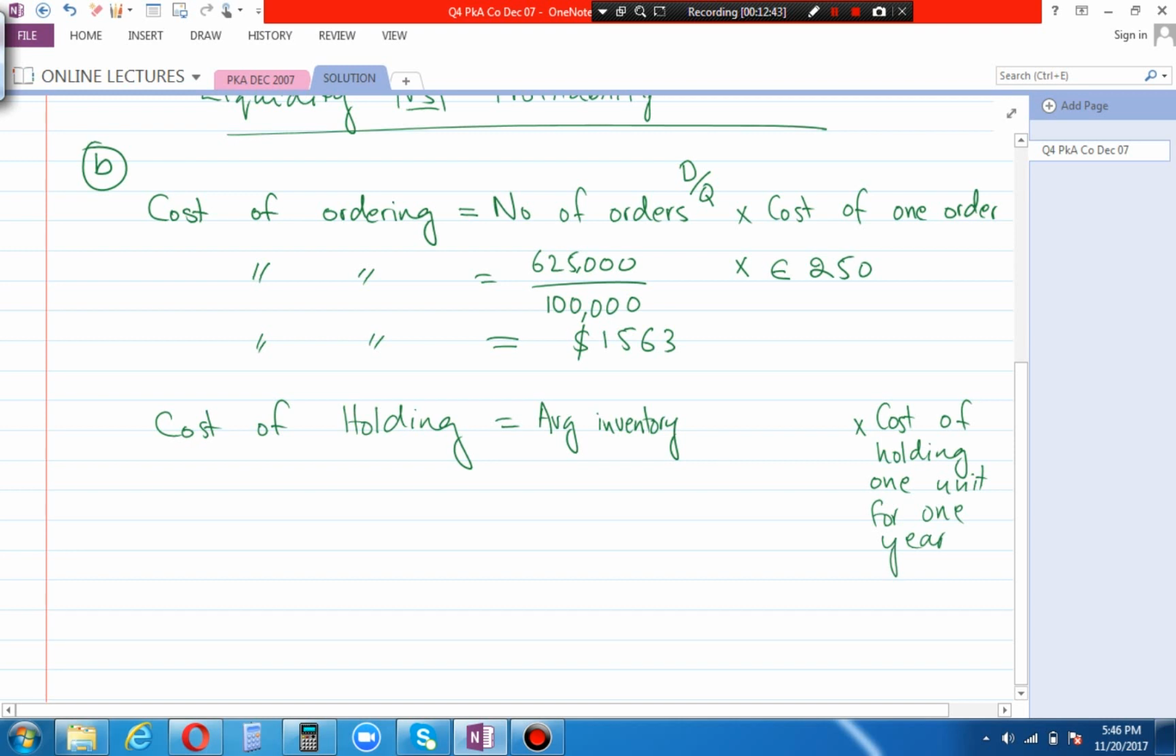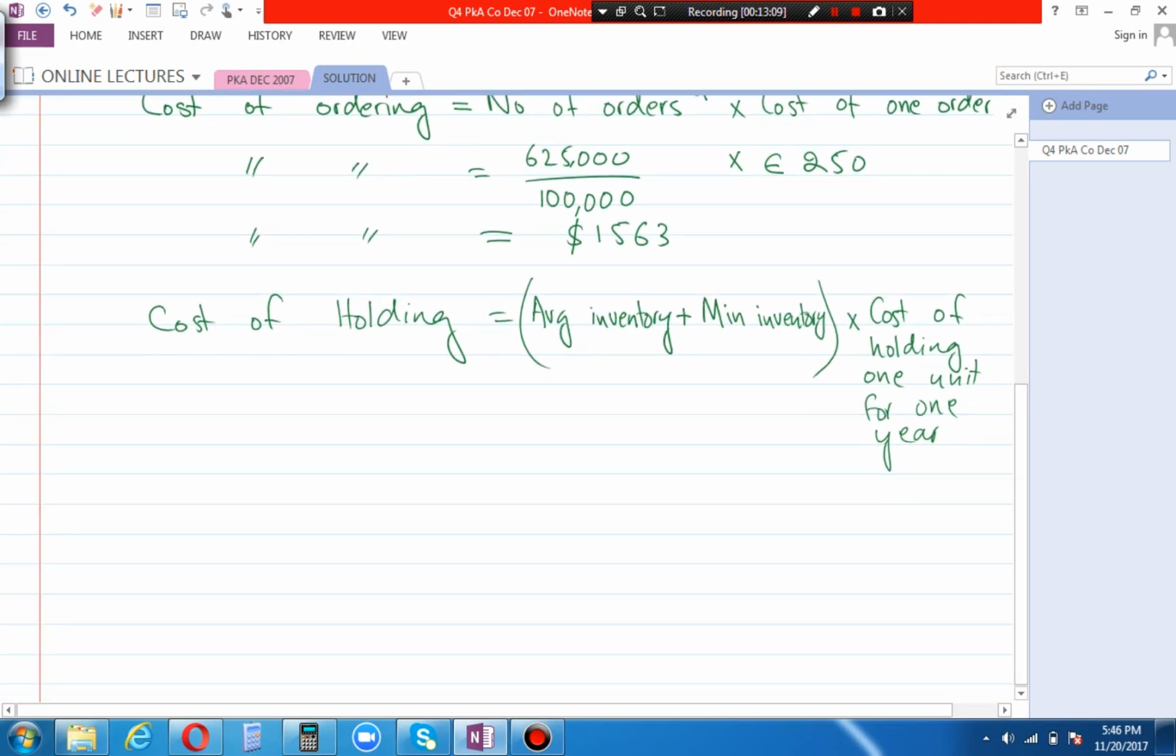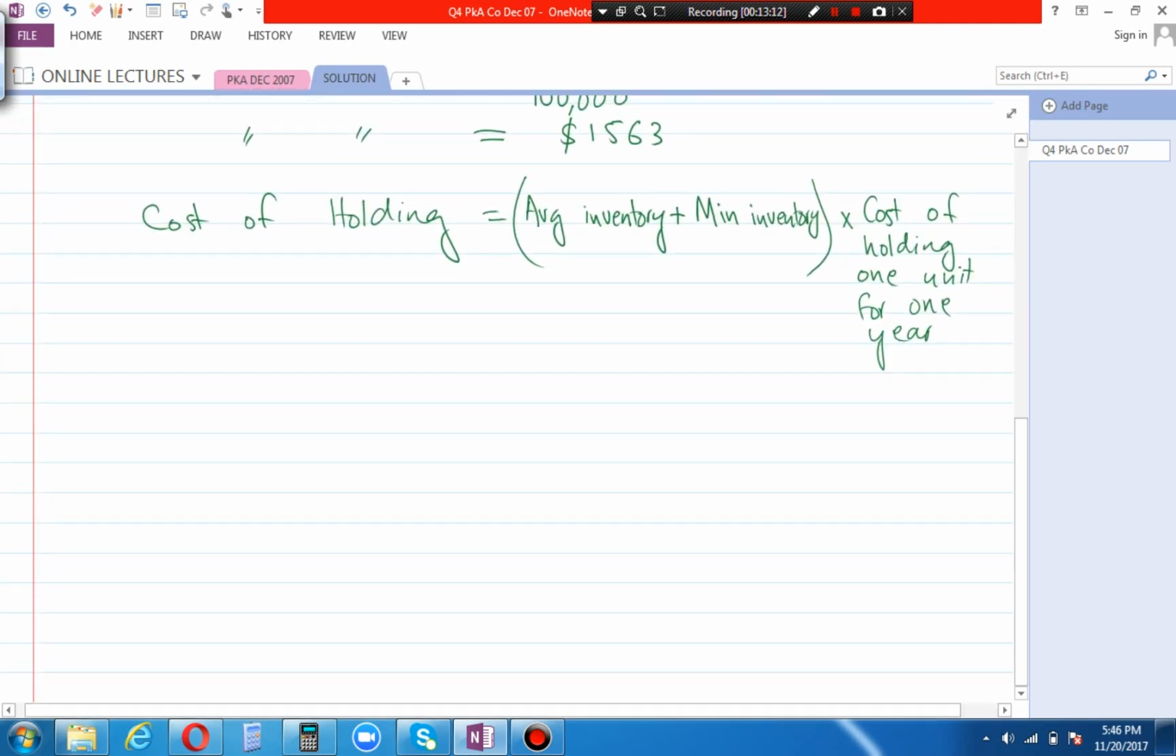Well, you have to be very careful. If you are given lead time in your question or minimum inventory in the question, then you have to add minimum inventory to that also. Minimum inventory is also called buffer stock. Are you given minimum inventory in the question? No, you have to find it out. So let's put figures inside first.